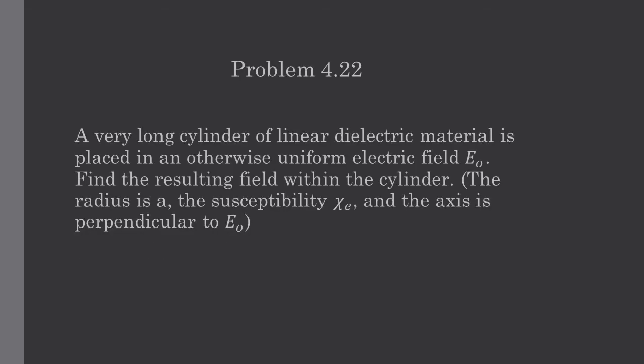A very long cylinder of linear dielectric material is placed in otherwise uniform electric field E0. Find the resulting field within the cylinder, given that the radius is a, the susceptibility is chi, and the axis is perpendicular to E0.